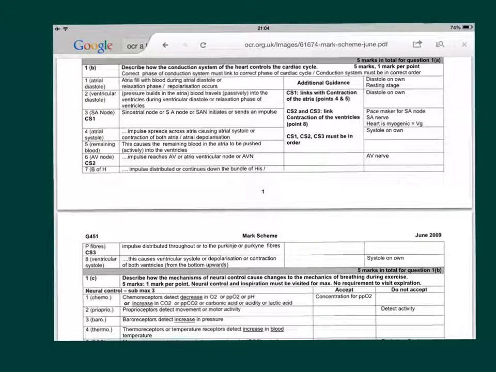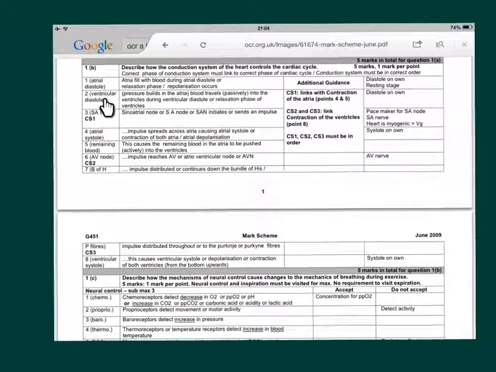And finally, just to finish the screencast, if we remember back to the example question that was given at the start, that involved describing how the conduction system of the heart controls the cardiac cycle, it's very useful to access and use the mark schemes that are provided by OCR on their website. So this is the mark scheme that was taken directly from OCR, and it highlights where you can actually get your marks.